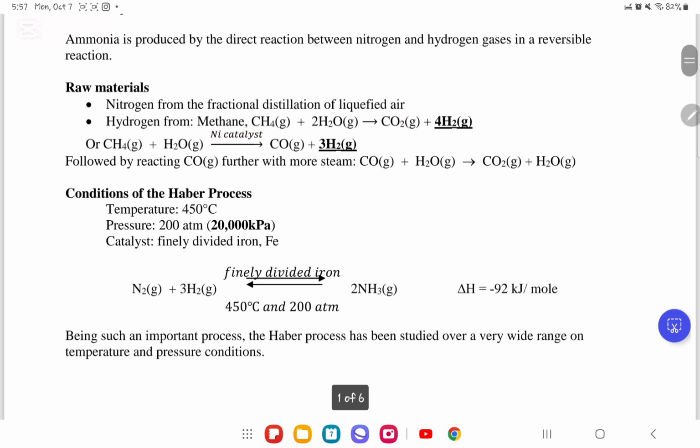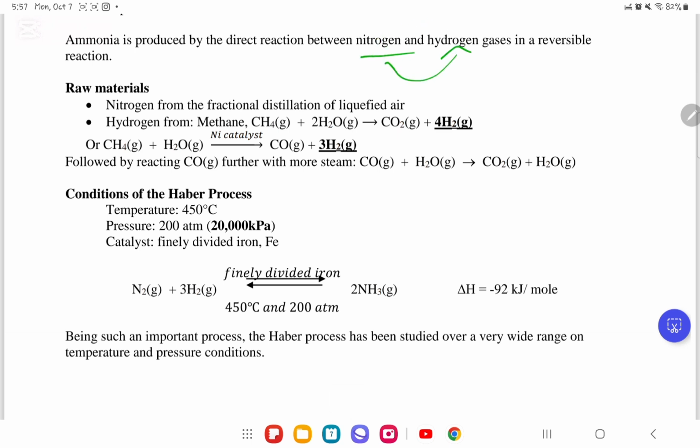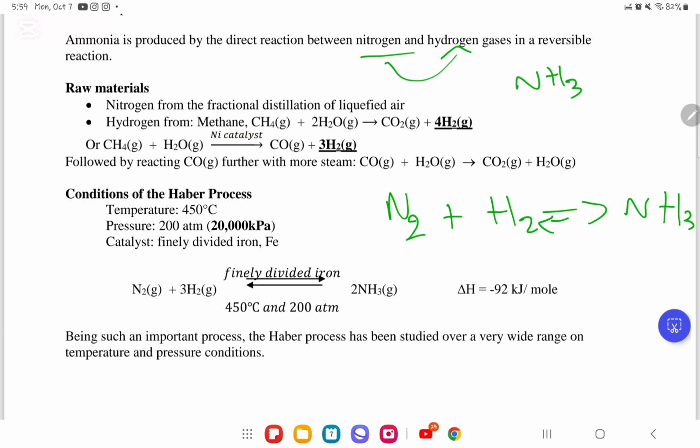All right? So ammonia is produced by the direct reaction between nitrogen and hydrogen gases. What is ammonia? It is NH3 in a reversible reaction. So now, how do we make ammonia? It's nitrogen that reacts with hydrogen to give us NH3, and of course it's a reversible reaction. Then to balance it, we'll have to put a 3 here and a 2 here. So this is the balanced equation of nitrogen and hydrogen gases in a reversible reaction.